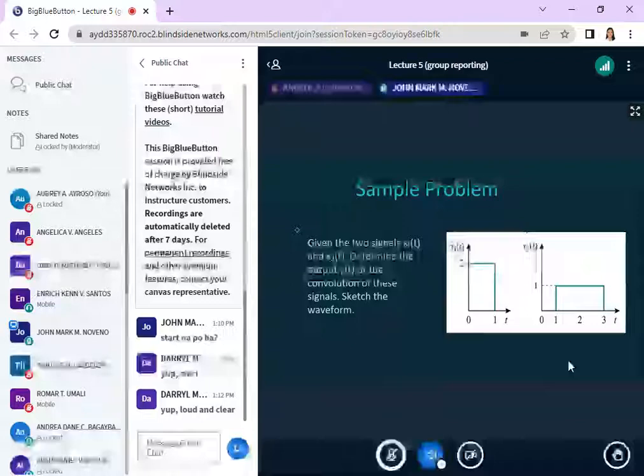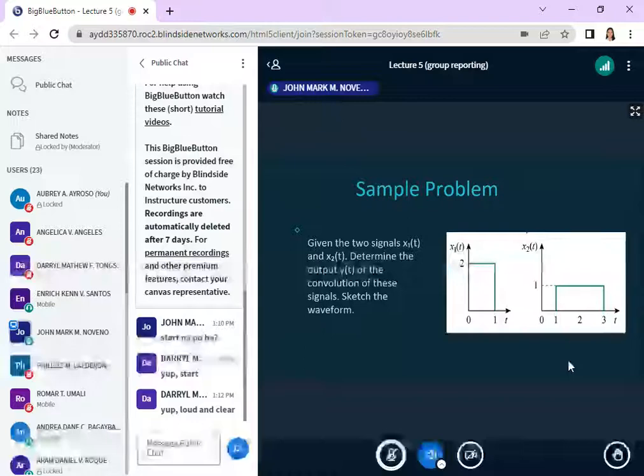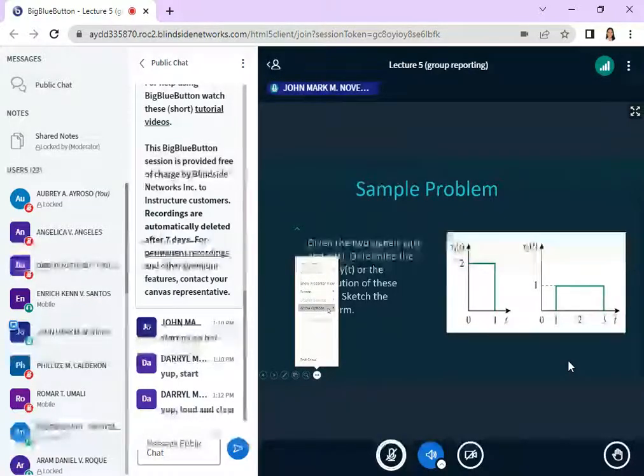So meron po tayong sample problems. Dito po natin i-apply yung mga diniscuss nila kanina. So given the two signals, x sub 1 t and x sub 2 t, determine the output y t or the convolution of these signals. Sketch the waveform.